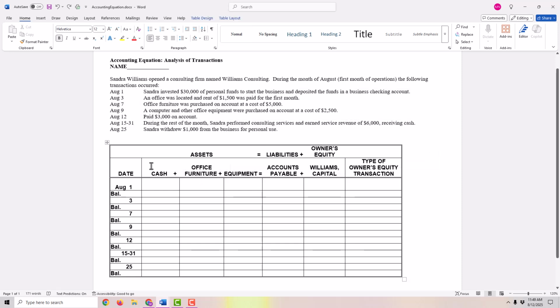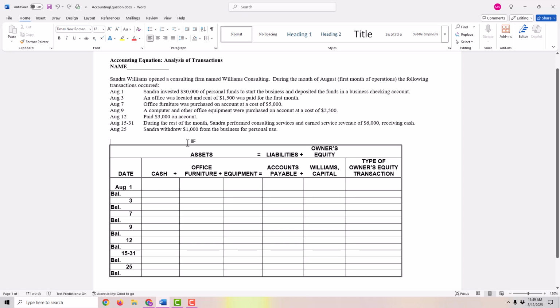And what I did was create columns for the different assets that are going to be in this example: cash, office furniture, and equipment. And then over here, I have just accounts payable under liabilities and the owner's capital account under equity.